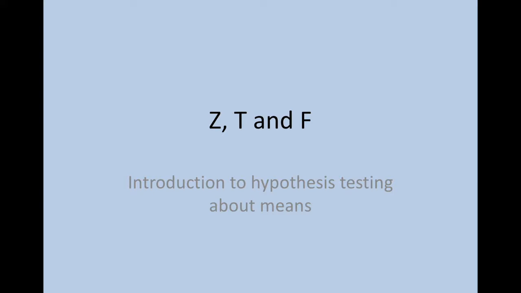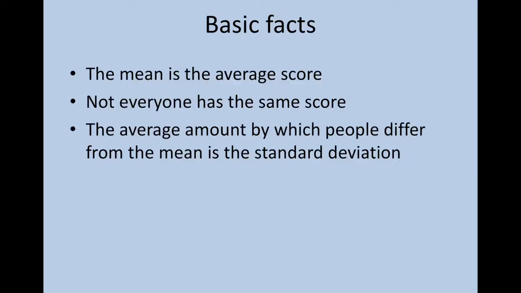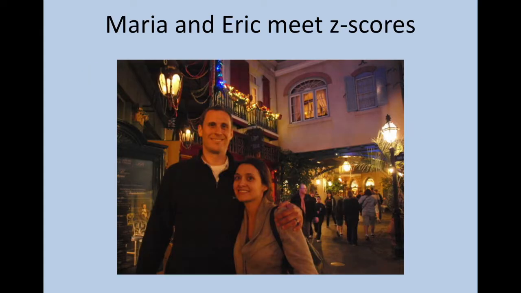It has been requested that before we get into the next section of this class, we do a brief review of hypothesis testing means and sort of back up a little bit. So that seemed reasonable. So let's start with some basic facts. The mean is the average score. Not everyone has the same score. And the average amount by which people differ from the mean is the standard deviation. Okay? Just basic descriptive statistics.